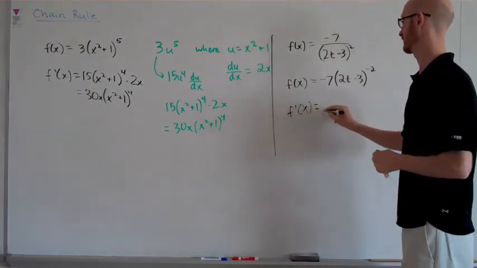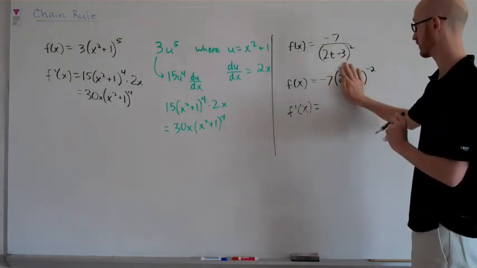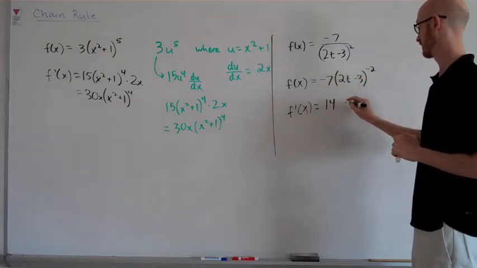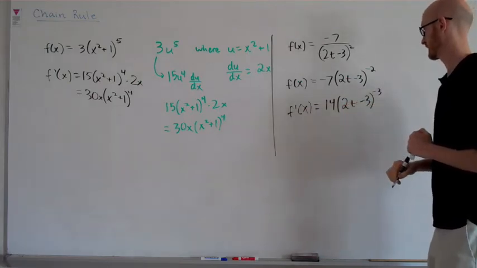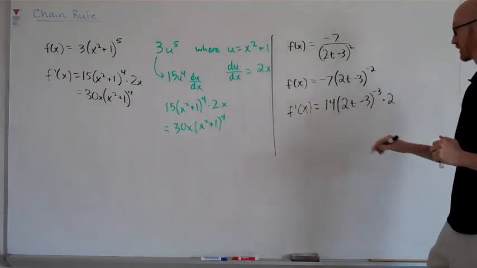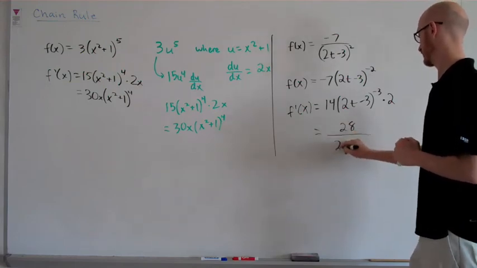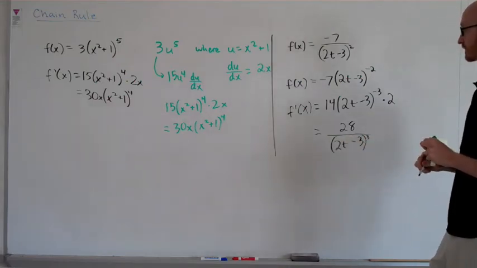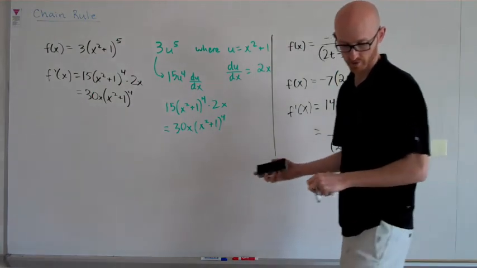It certainly is viable. So this would now be, pretend that's u or whatever you like. It'll be positive 14, 2t minus 3 to the -3 times 2, which is 28 over 2t minus 3 cubed. Okay, and let's do the last two.